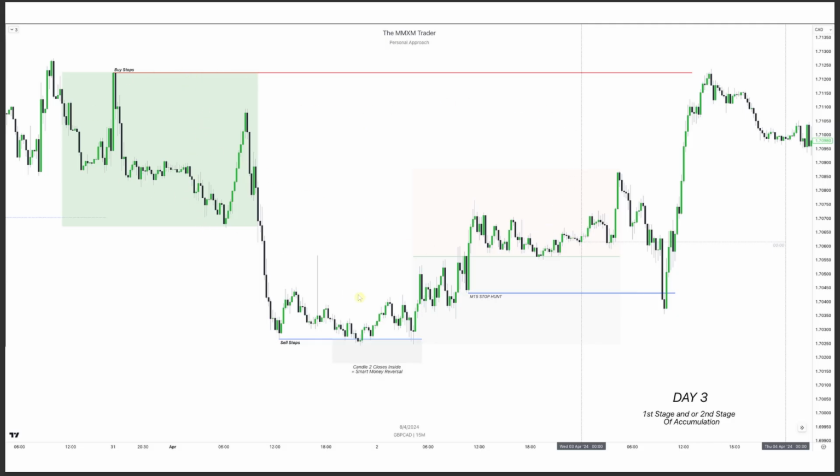Essentially, first candle, second candle for the smart money reversal, and then the third candle for redistribution or reaccumulation. Now where would you get in on that third day?